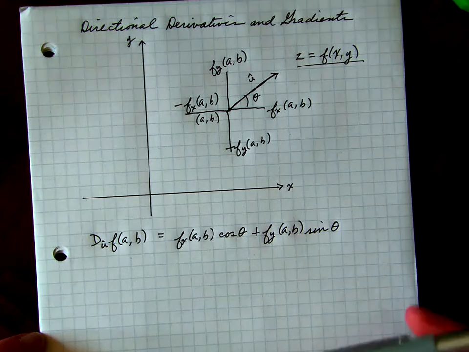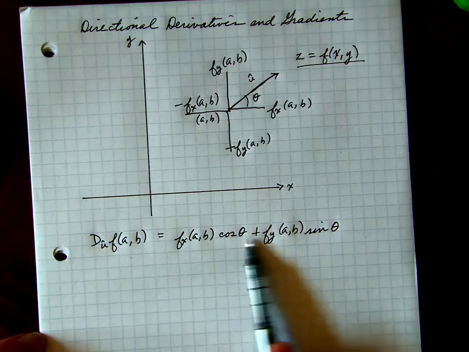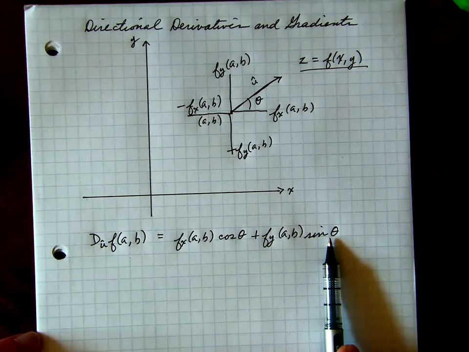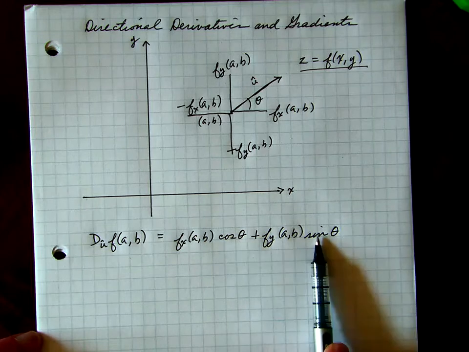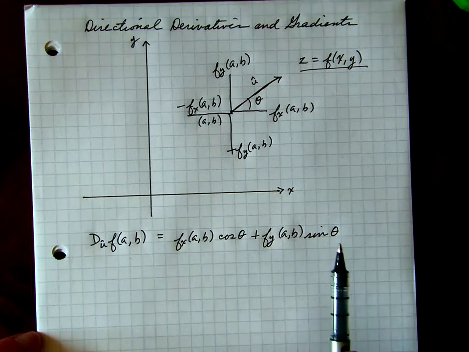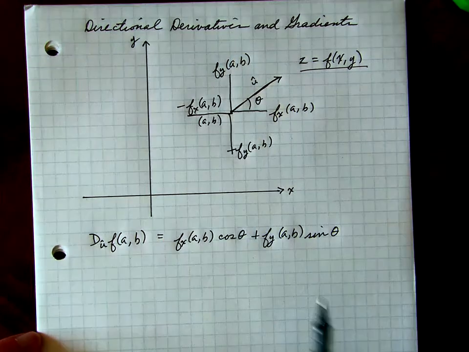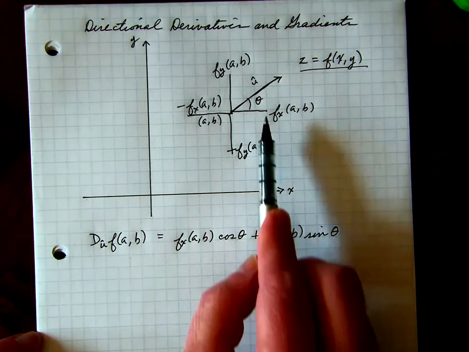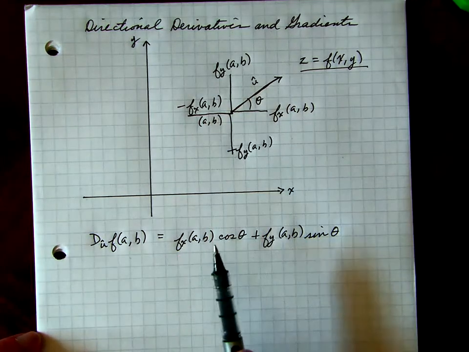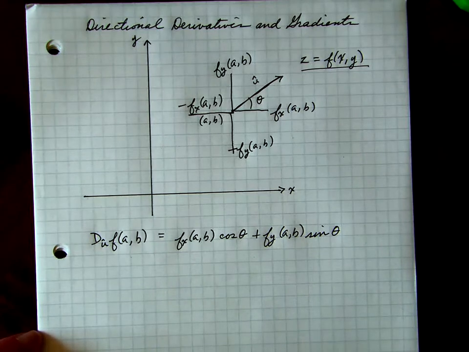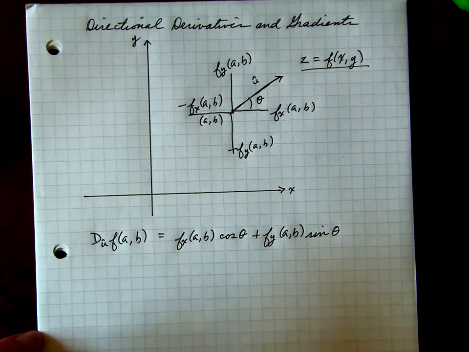Check it out. If you plug in 0, that's just pointing you in the same direction as x. This is 1. This is 0. And you get fx at (a, b). If you plug in pi over 2, you're going to get fy back, evaluated at (a, b). And in all other directions, you get a combination of these two components, your fx and your fy. And that's infinitely many derivatives.